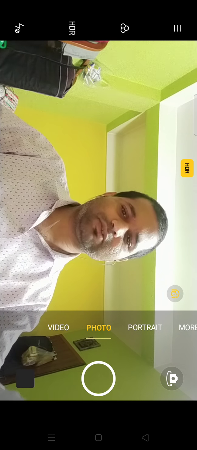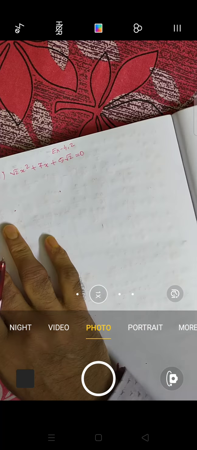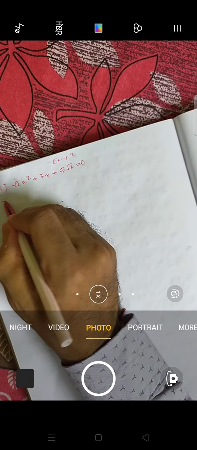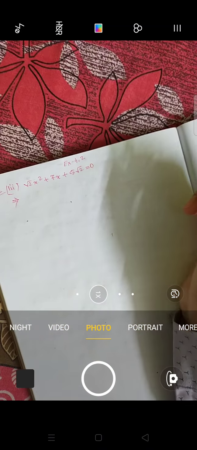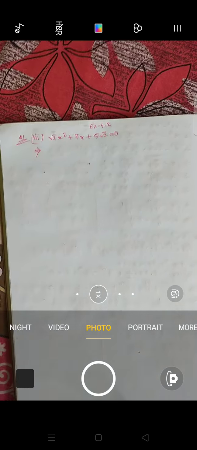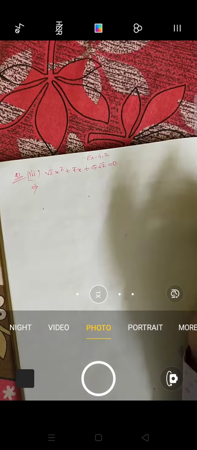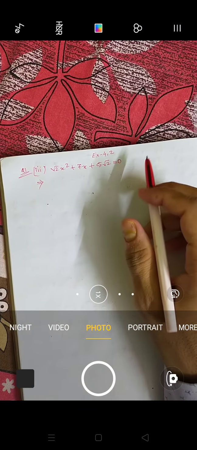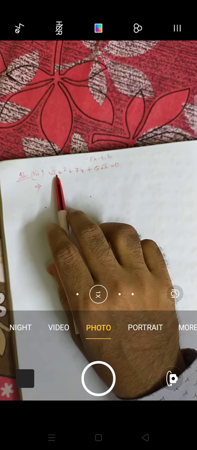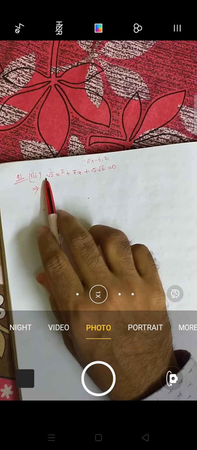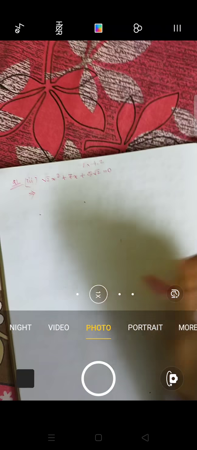First of all, we'll try to solve it by middle term factorization. As already taught, the first method we are trying is middle term factorization, or simply the factorization method. As already told, whenever you need to find the middle term, the equation has to be in standard form, and then the first term and the last term have to be multiplied.